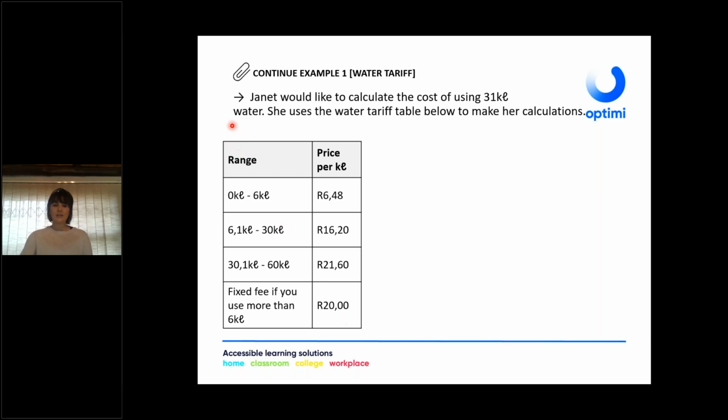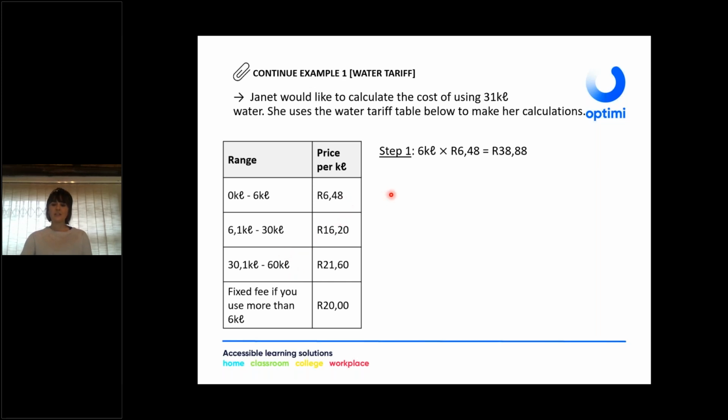The question statement reads: Janet would like to calculate the cost of using 31 kiloliters of water. She uses the tariff table below to make her calculations. At this point, it is important for you to note that Janet consumed 31 kiloliters. Therefore, she falls within the third range. She uses more than 6 kiloliters, and she uses more than 30 kiloliters. This will indicate to you that you are going to be doing 3 different steps or calculations to determine what she is going to pay for the water consumed.